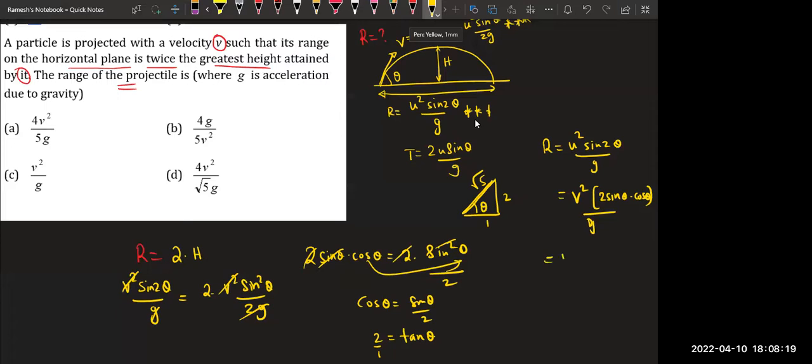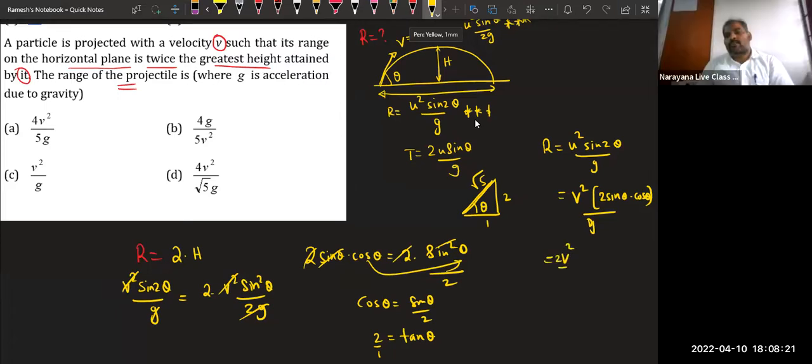Shabash. Okay. Do that. 2v square by g into sin theta cos theta value. How much? 2 by root 5 and 1 by root 5. Right? So 4v square by 5g. Which is the right option? Option A is the perfect answer for the question. Are you understanding?